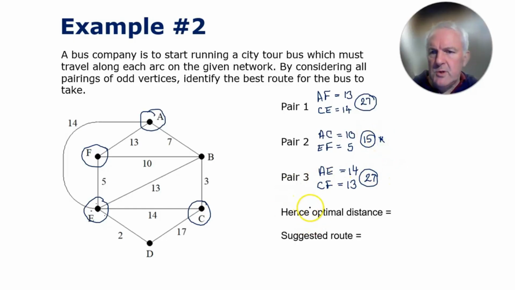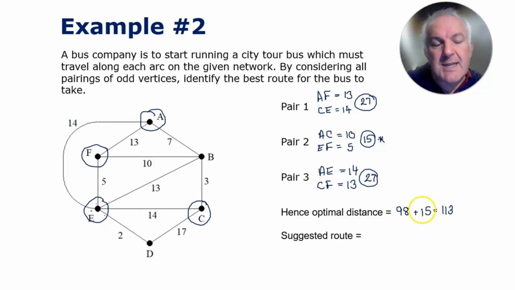So what's my optimal distance? Well, I've got to add these together. I'll probably do the same as last time. I'll pause it and get a total. Well, I make that 98. So I'm going to write 98. And of course, that's not my best number here. Well, it's my best number, but then I have to do something to it. I have to add on my smallest one, which is 15, which gives me a total of 113. That's my shortest route distance.